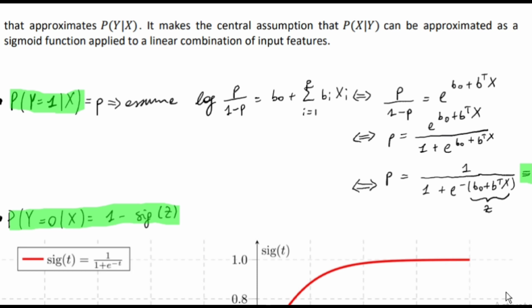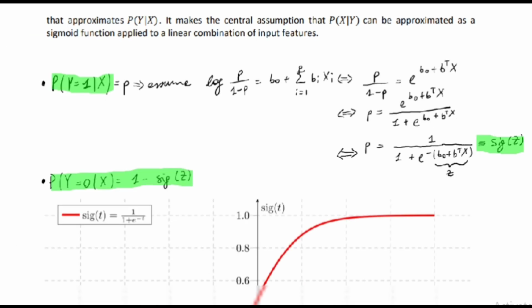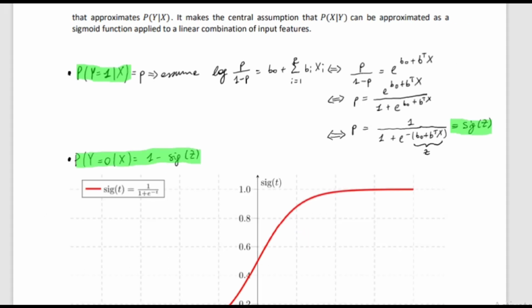P(y=1|x) is equal to p. Assume log(p/(1-p)) is equal to b0 plus summation i equal to 1 to p of bi xi. So p/(1-p) is equal to e to the power b0 plus b transpose x. p is equal to e to the power (b0 plus b transpose x) divided by 1 plus e to the power (b0 plus b transpose x). So probability is equal to 1 divided by 1 plus e to the power minus (b0 plus b transpose x).